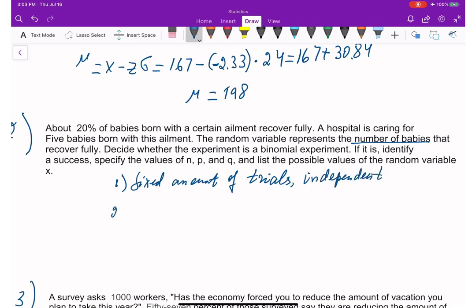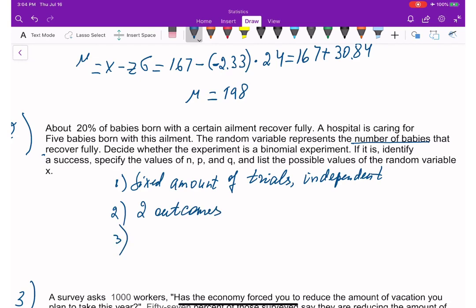Number 2. There should be only 2 possible outcomes, failure and success. Not literally failure or success. The answer we are interested in will be success. The answer we are not interested in, the complement, will be failure. Okay, do we have it? Yes, some babies fully recover, some do not. So it's a yes or no question. So 2 outcomes total.